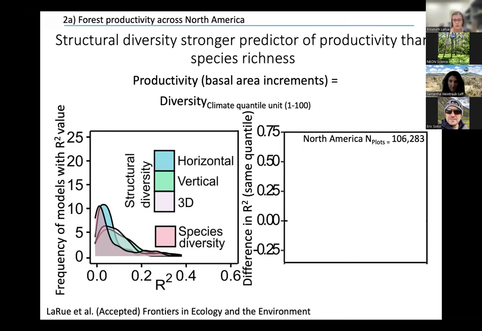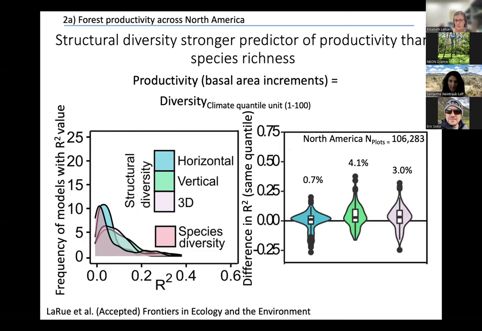And if we look at this in a slightly different way and take the difference for each of those climate quantile units, and we subtract the structural diversity model R-squared from the species diversity model R-squared across the 100 models, and look at the difference, both the distribution with a violin plot, but also the average difference between those models. So above the zero line shows that structural diversity was predicting more variation in productivity than species diversity. If it's below the zero line, species diversity was predicting more variation than structural diversity. So the violin plots are skewed above the zero line, and the averages are positive, ranging from 0.7 to 4.1% average higher predictive variation in structural diversity metrics than species diversity.